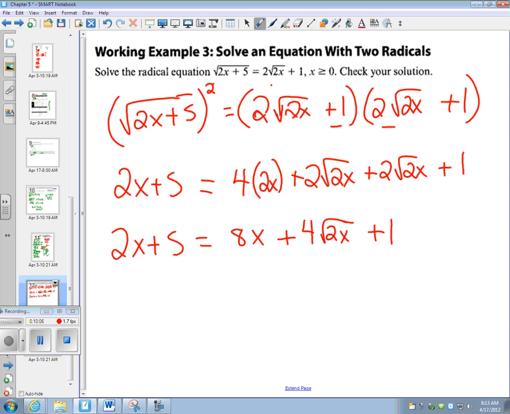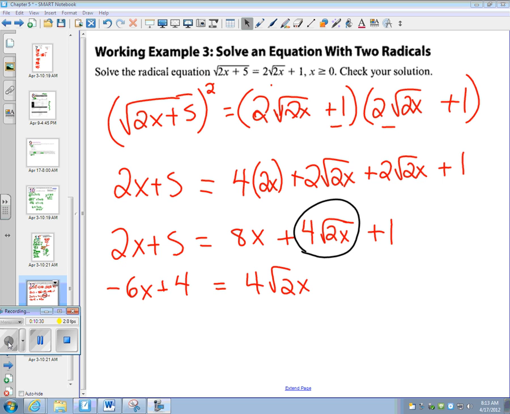So now what I want to do is isolate this radical right here and get everything else on the other side. Okay, so I'm going to subtract 8x from both sides. So 2x minus 8x is negative 6x. 5 minus 1 is 4. And on this side, I'm left with 4 root 2x. Okay, and now I'm going to square both sides to get rid of this radical.